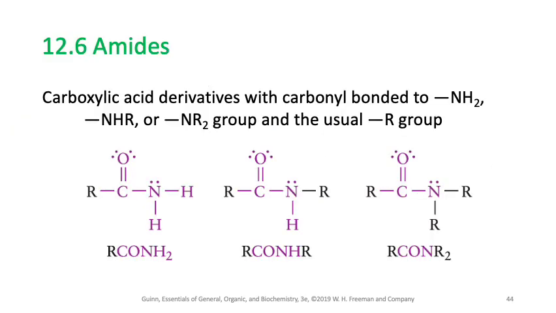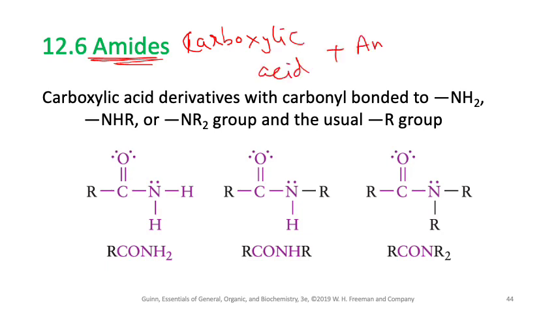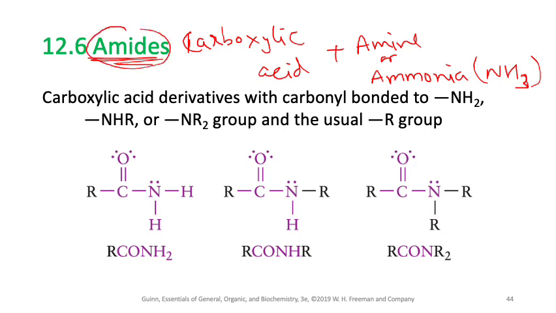Let's talk about our final functional group from this chapter, which is an amide. So an amide is normally formed when a carboxylic acid reacts with an amine, or you can say ammonia. Ammonia is NH3, right? So an amide is also a derivative of a carboxylic acid.